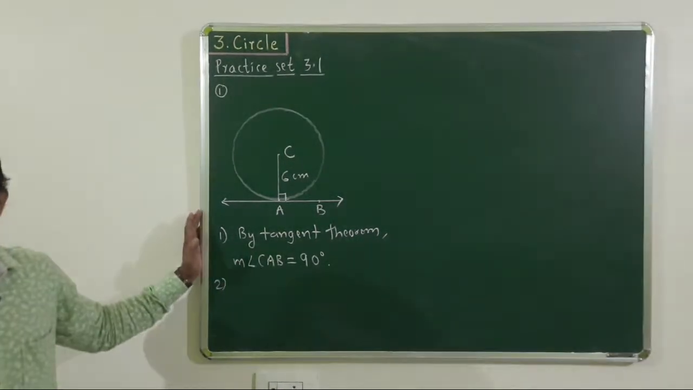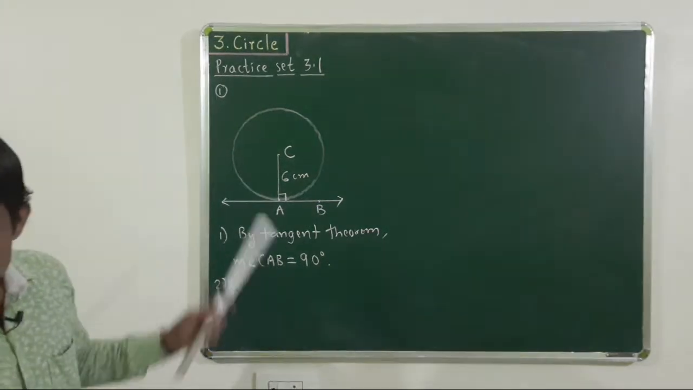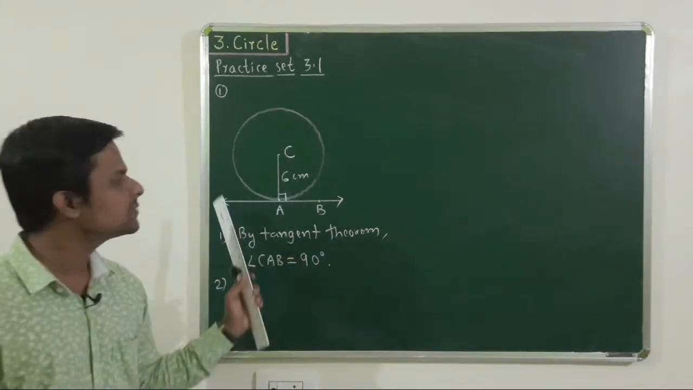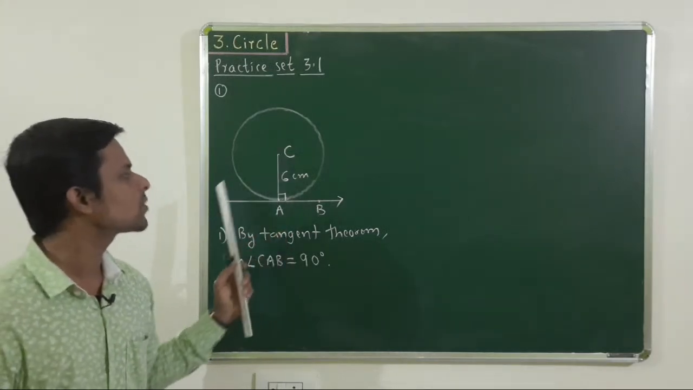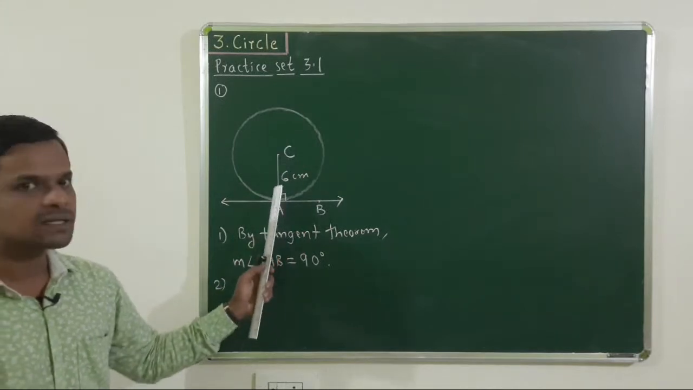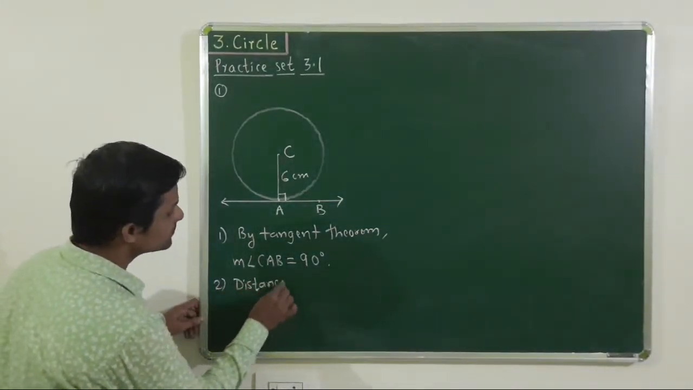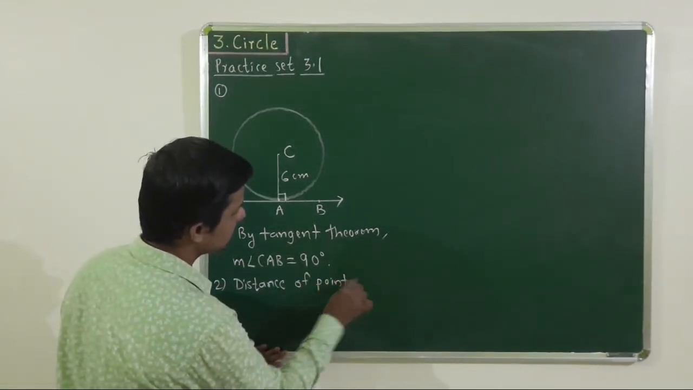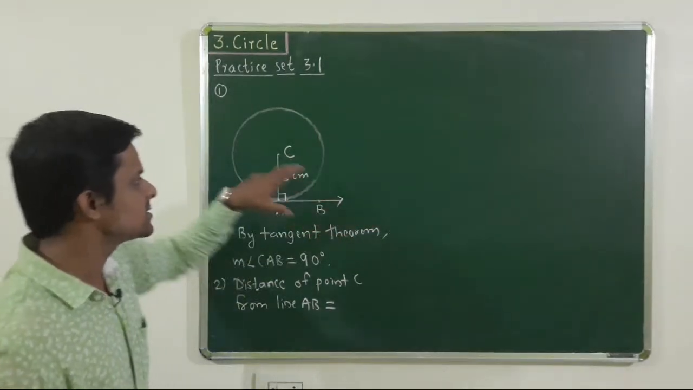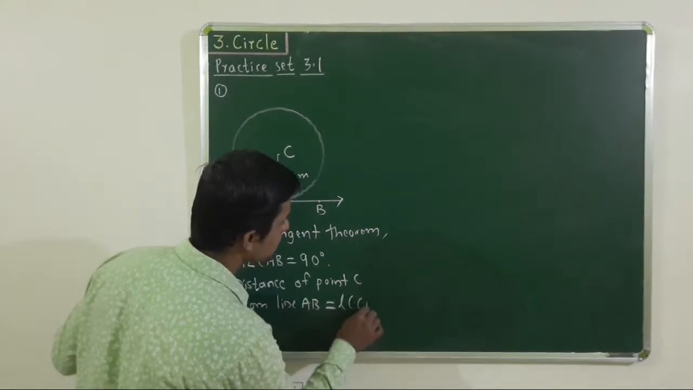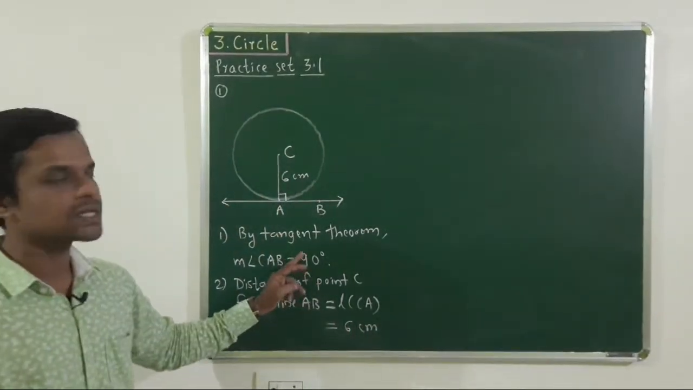Now we'll move towards the second question. What is the distance of point C from AB and why? Distance is the shortest, which is always perpendicular. Hence, distance of point C from line AB is nothing but segment CA, and it is the radius, which is given as 6 centimeter. Distance of point C from line AB is equal to length of segment CA, that is 6 centimeter. Answer of second question is 6 centimeter. Answer of first question is 90 degrees.